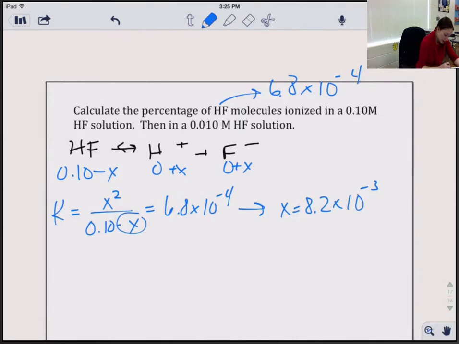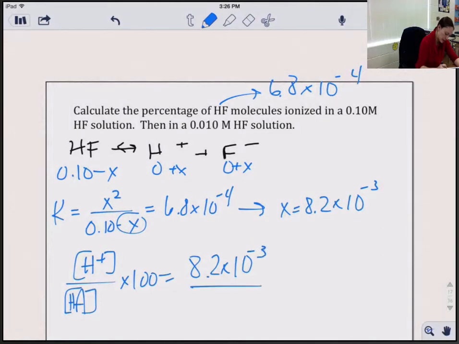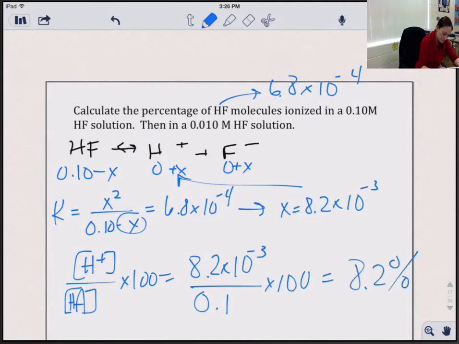With the percent ionized, it's going to be my H plus over the HA times 100. I'm going to have 8.2 times 10 to the negative third as my H plus, because that's what X is. And my HA is 0.1, times 100. It's 8.2%. All right, 8.2% ionized.